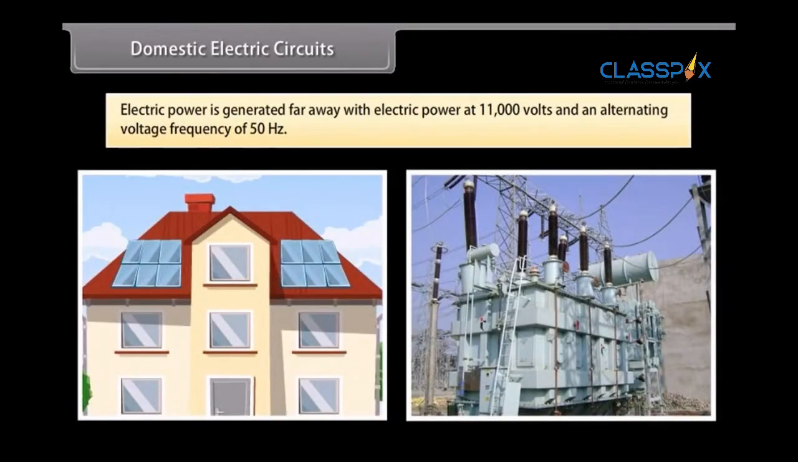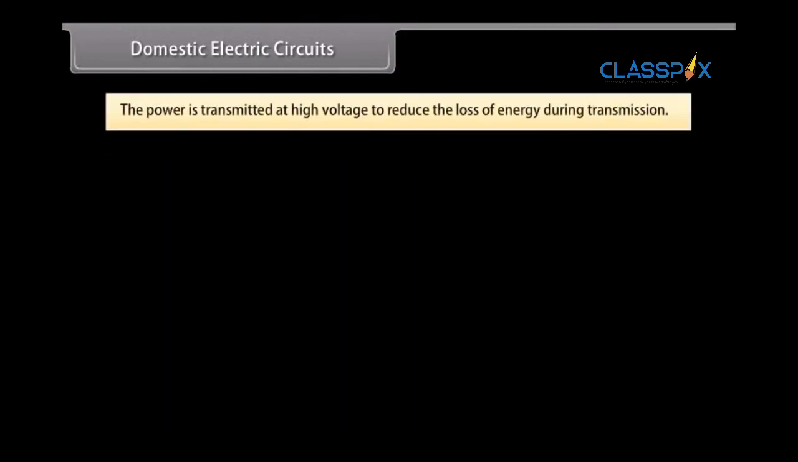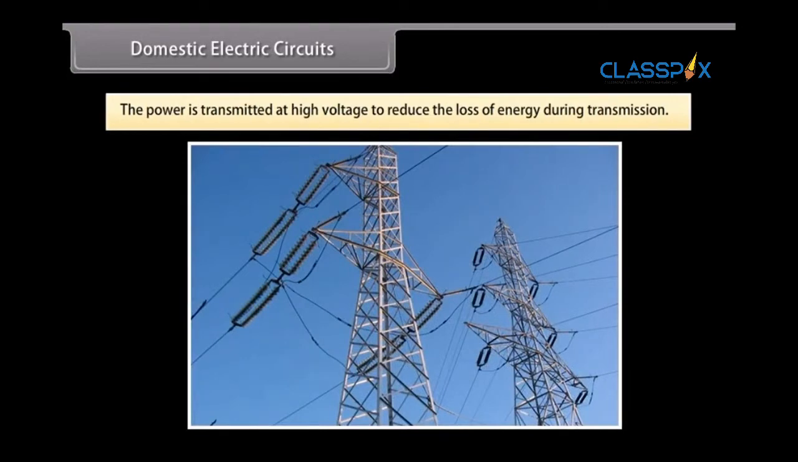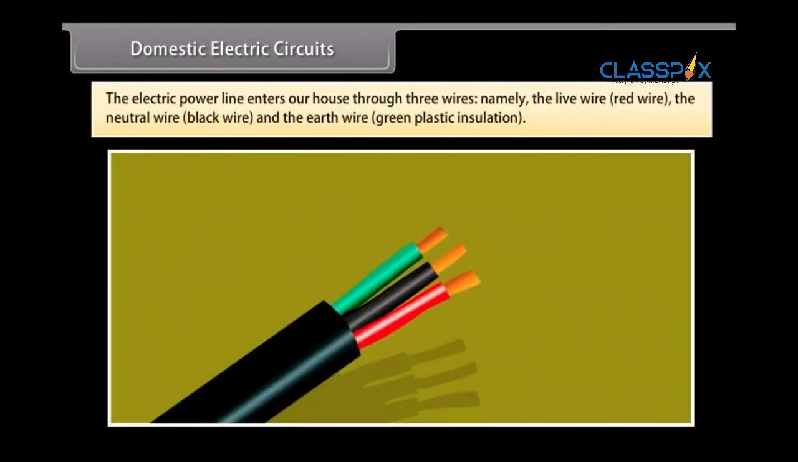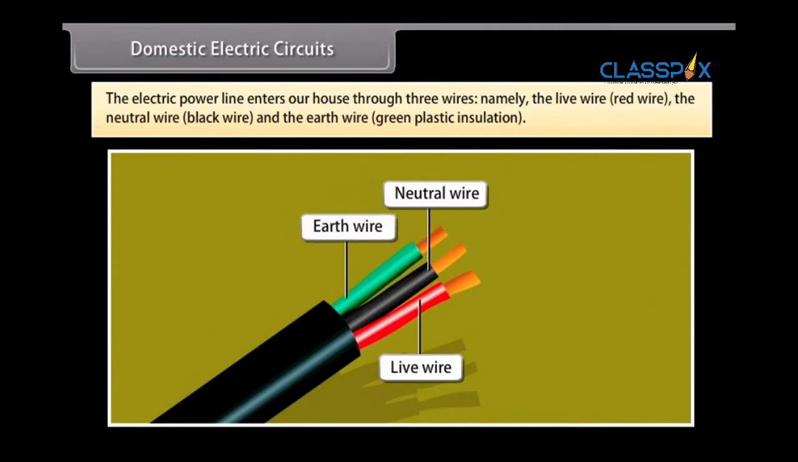Domestic electrical circuits. Electric power is generated far away from the places it is consumed. At the generating station, the electric power is generated at 11,000 volts with an alternating voltage frequency of 50 Hz. The power is transmitted to the places of consumption at high voltage to reduce the loss of energy during transmission. The electric power line enters our house through three wires, namely the live wire, red, the neutral wire, black, and the earth wire, green plastic insulation. The live wire has a high potential of 220 volts and the neutral wire has zero potential. Thus, the potential difference between the live wire and the neutral wire is 220 minus 0, which equals 220 volts.